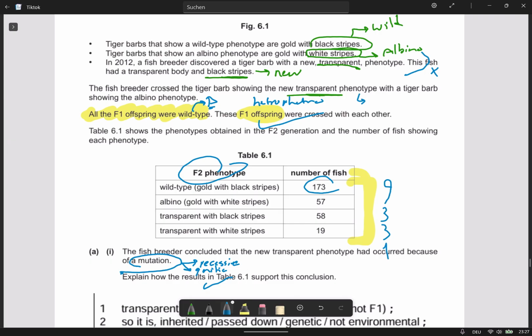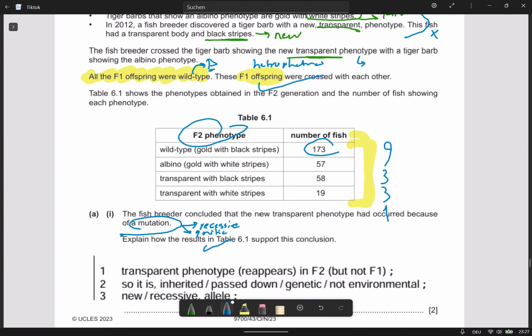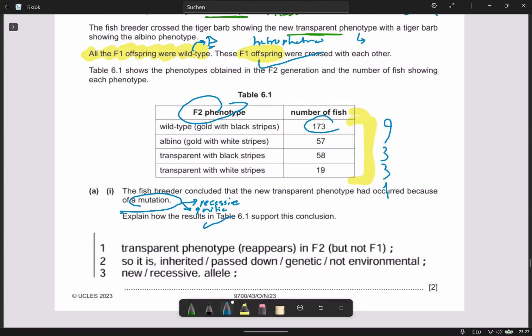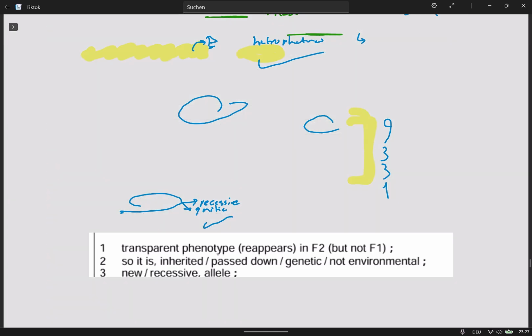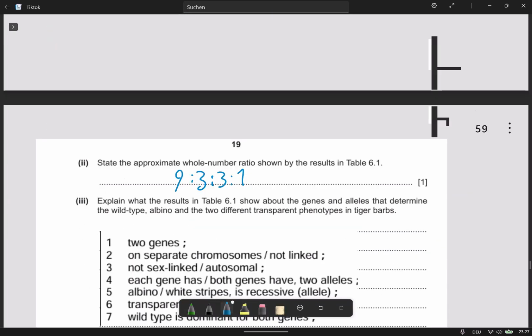Okay, and there is not necessarily any linkage to it because the ratio is 9:3:3:1, so the ratio is not different. And since he did not mention anything about the gender, it is probably not sex linked. Okay, so this is if we talk about the genes.